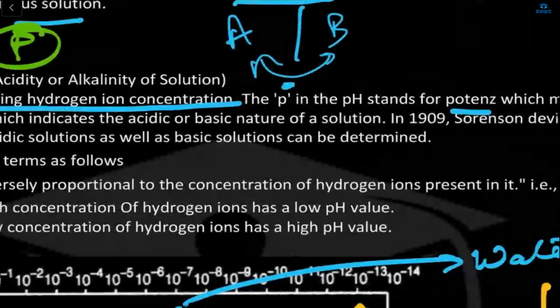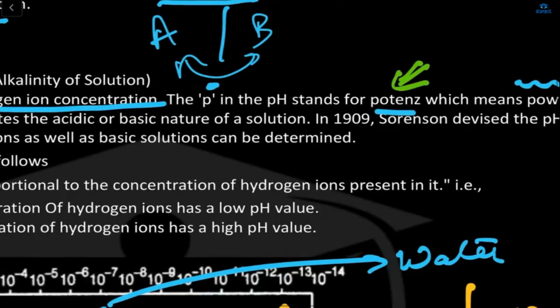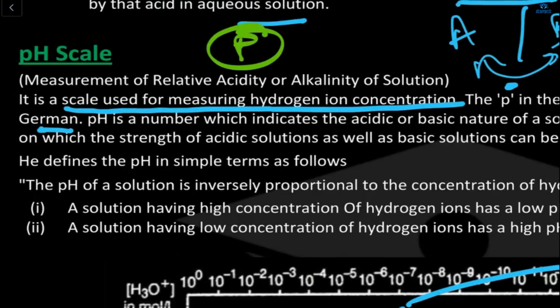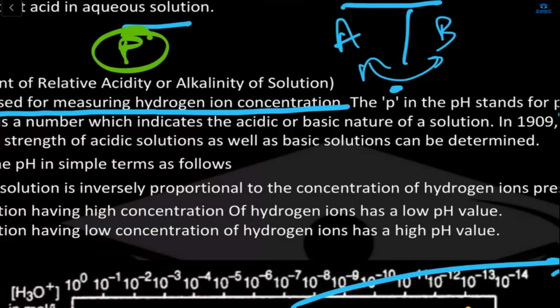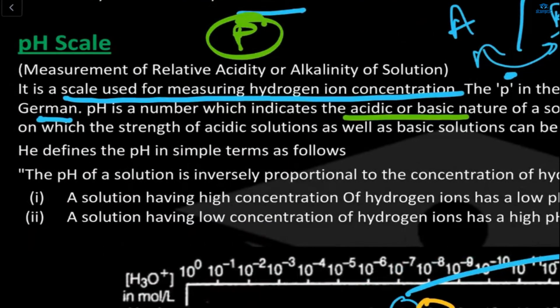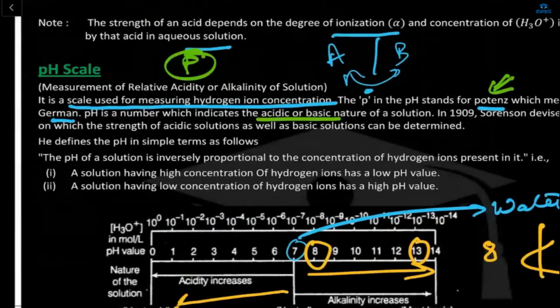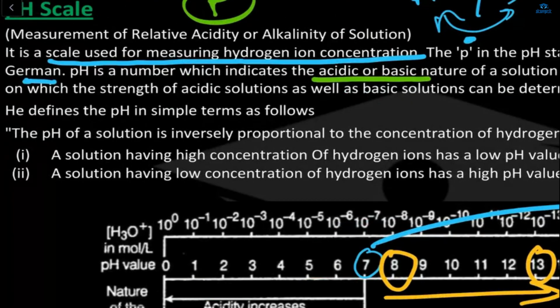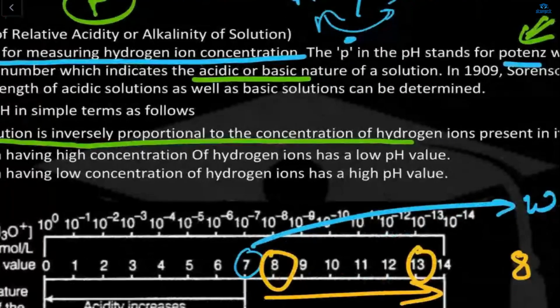Ma'am, it's power in German. It's potenz, which is power in German. And what is pH? pH is a number which indicates the acidic or basic nature of the solution. More pH means more basic. Less pH means more acidic. So here, the pH of the solution is inversely proportional to the concentration of hydrogen ions.